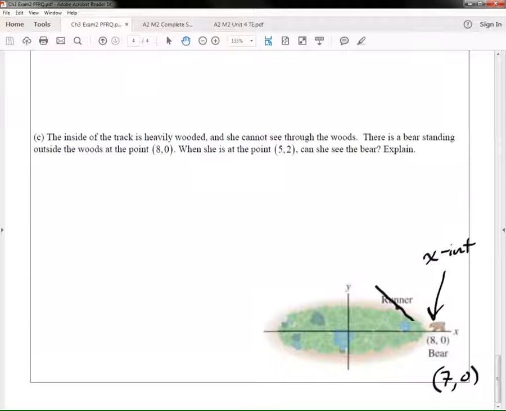If the tangent line crosses right in front of the bear, then yeah, she'd be able to see the bear because she could just look out this way and see it. She can't look this way into the woods and see the bear. She has to look out this way. I don't know. If you don't understand that, then you gotta come talk to me.